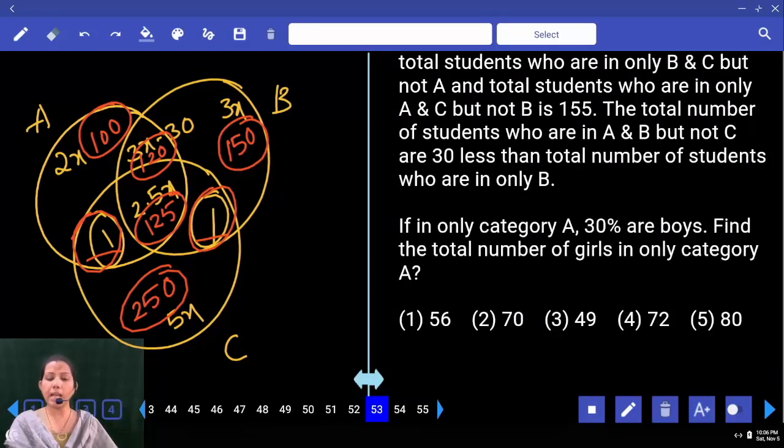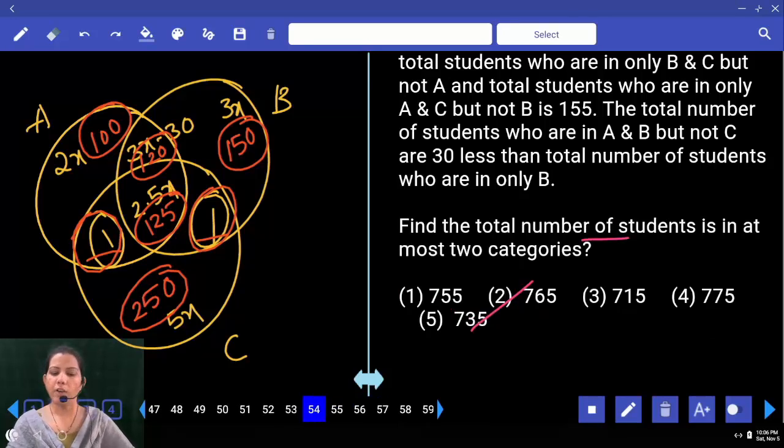If in only category A 30% are boys, then find the total number of girls in only category A. Only category A is how much? How many people are there in only category A? 100 members. Out of that 100 members, how much percentage were boys? Then how much percentage were girls? 70% of 100 is 70, second option.